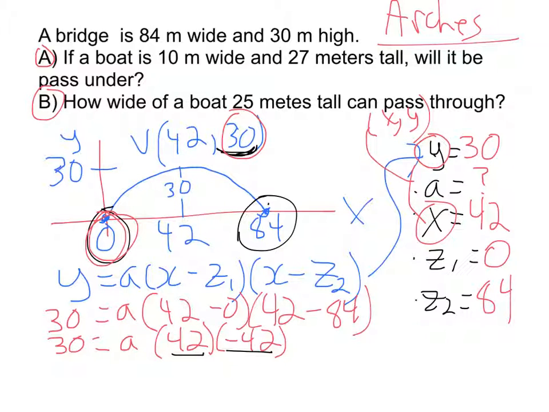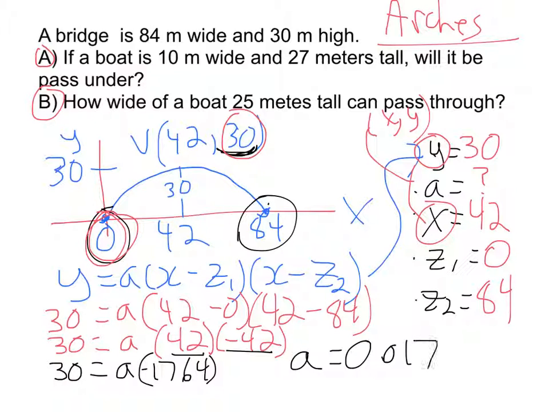So when we work through that, you're going to end up with 30 equals a times negative 1764. When I divide both sides, I will end up with a equals 0.017. Oh, it's a negative, so negative 0.017. I'll make a note of that so you can see. There's my a value. Okay, now I can finally do part A. So let's go to the next screen.